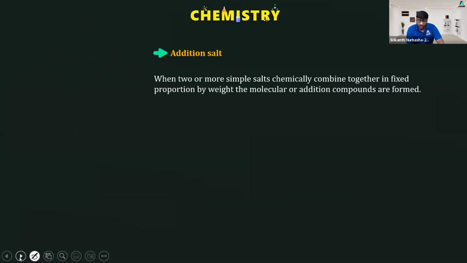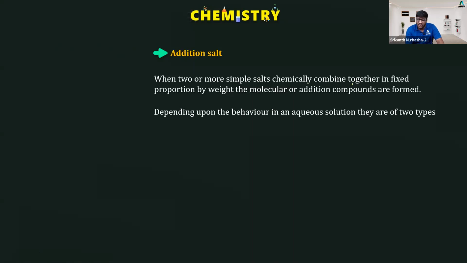Addition salts. When two or more simple salts chemically combine together, I am adding two salts now, and they are chemically combining together in fixed proportion by weight. That means as per mole ratio they are combining. The molecular or addition compounds formed are said to be addition salts. What are addition salts? Addition salts are obtained by the combination of simple salts as per the mole ratios.